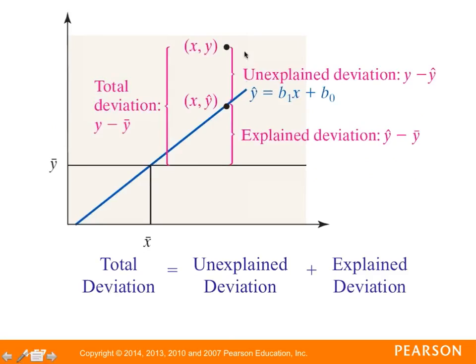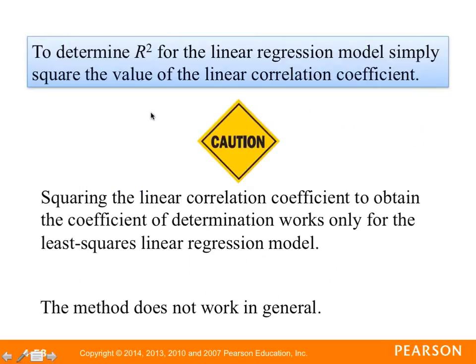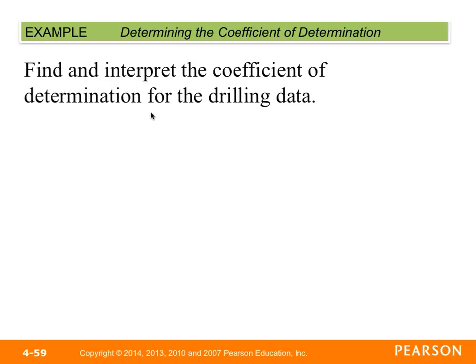Together, we take our unexplained deviation, that's y minus y hat, and our explained deviation, that's y hat minus y bar, and that gives us our total deviation. So, in order to determine r squared for the linear regression model, we simply square the value for the linear correlation coefficient. Now, one word of caution is that squaring the linear correlation coefficient to obtain the coefficient of determination only works for the least squares regression model. So in general, the method does not work. It only works for the least squares regression model.